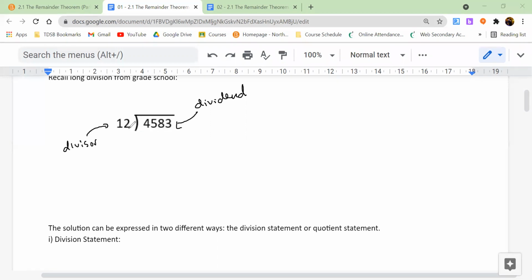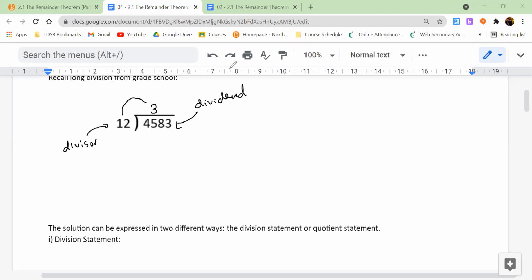Excuse the loud noise. So 45 divided by 12. How many times can I, or you know what, let's keep it as multiplication. This is what I would like to do. What do I multiply with 12 to get as close to 45 as possible without going over? And the answer is actually 3. So I'm going to put a 3 there at the last digit of 45. So 3 times 12 gives me 36.